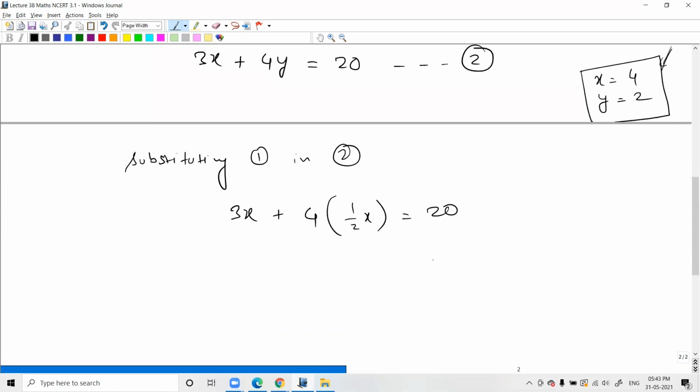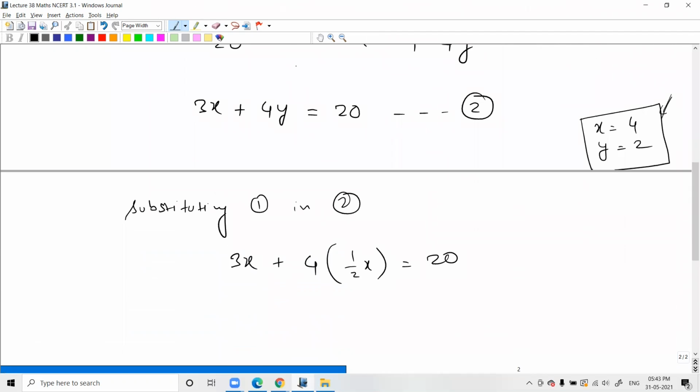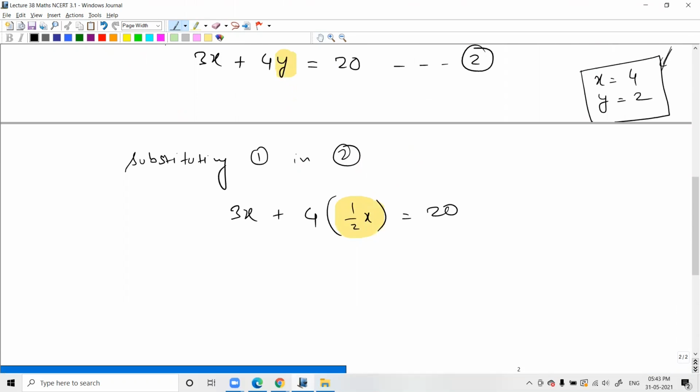Am I doing right? As of now, y is equal to half of x. So that's what I have replaced. In place of y, I have written half of x. So this will become what? The 2 ones are, the 2 twos are cancelled. So this is 3x and this is 2 times x is equal to 20. So 5x is equal to 20. So I can find that x is equal to 4. 20 by 5, which is nothing but 4.